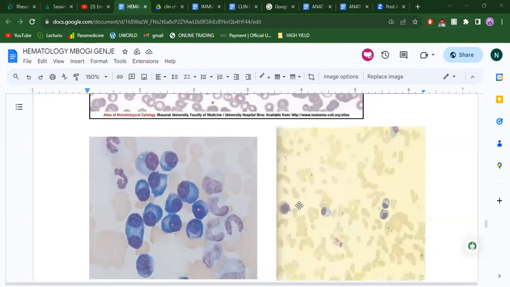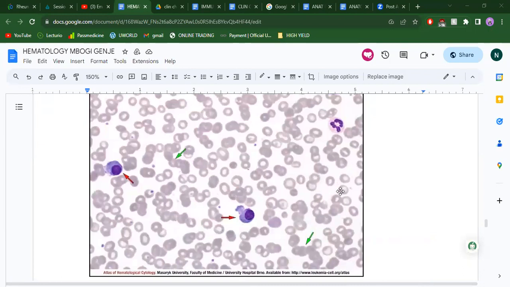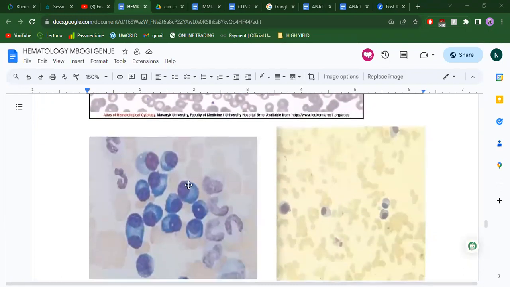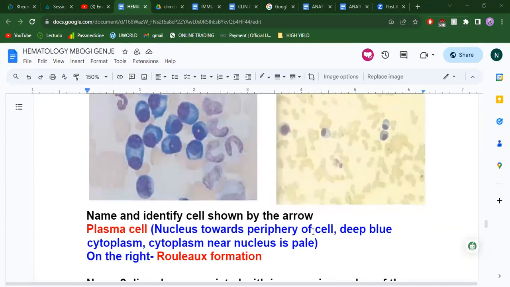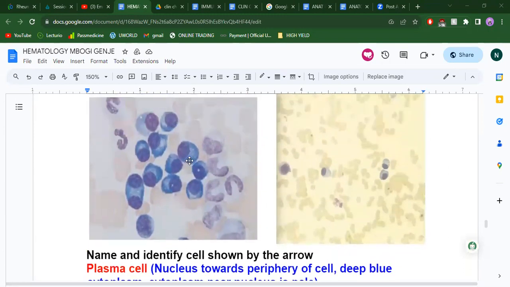Rouleaux formation, you can see clearly. So why is it a plasma cell? Two reasons. Look at the nucleus. It's towards the periphery of the cell. Number two, look at the cytoplasm. Compare this cytoplasm and this cytoplasm. The cytoplasm is slightly bluish. So nucleus towards the periphery of the cell, as we have said, deep blue cytoplasm. The cytoplasm near the nucleus is pale, but away from the nucleus it has the deep blue appearance. So that is a plasma cell.